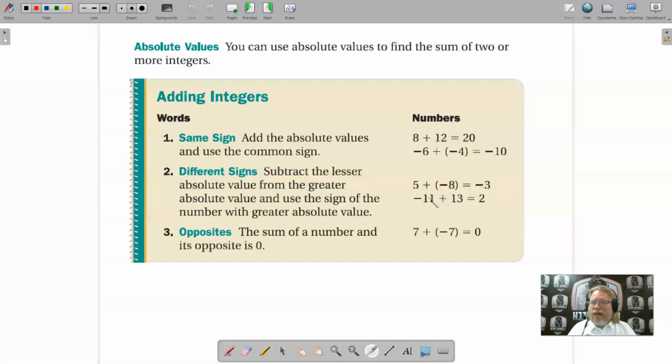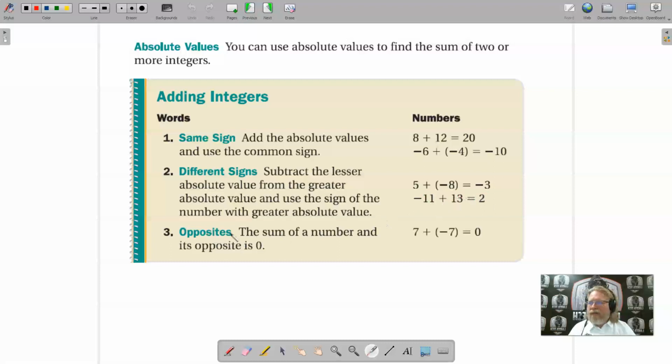Here we have negative 11, and we're adding 13 to it. They're different signs, so let's take their absolute values. The absolute value of 11 is 11. The absolute value of 13 is 13. So 13 minus 11 is 2. 13 has the greater absolute value, and it's positive, so our answer is going to be positive.